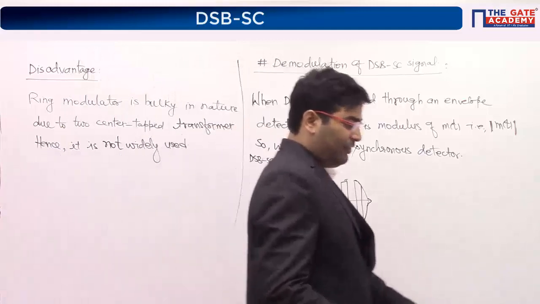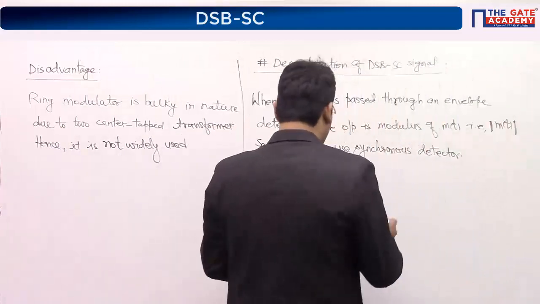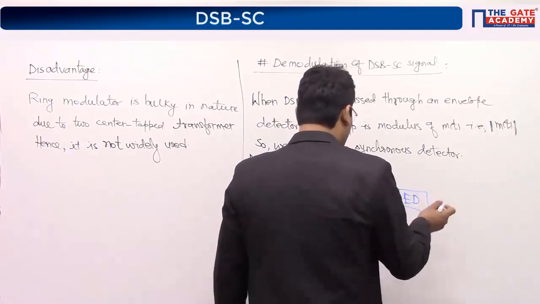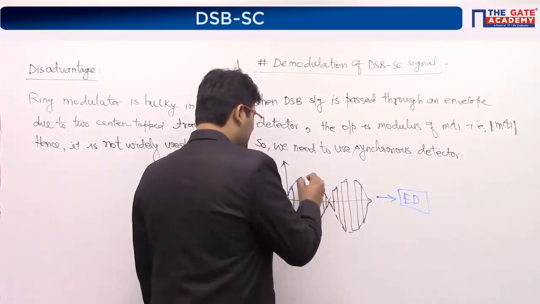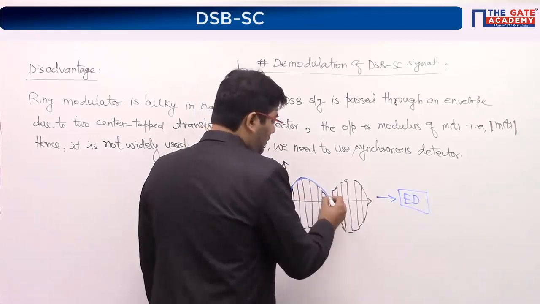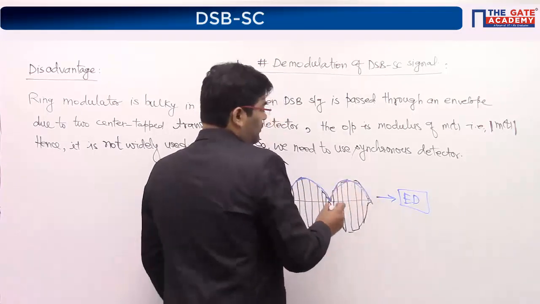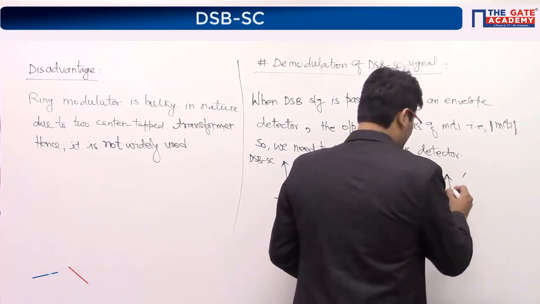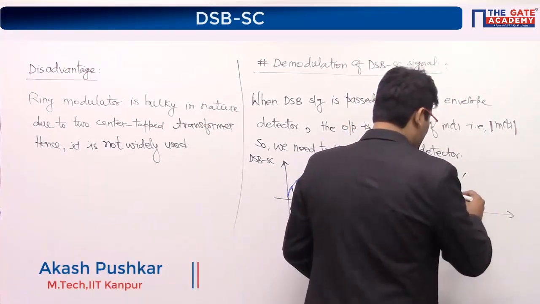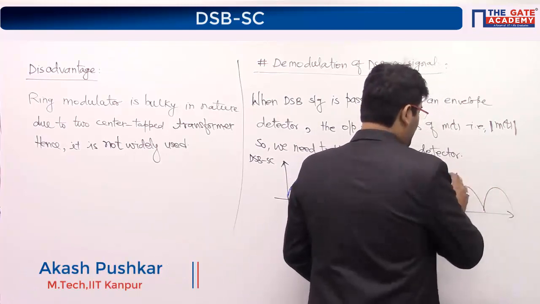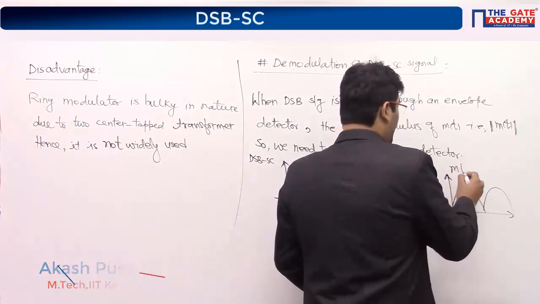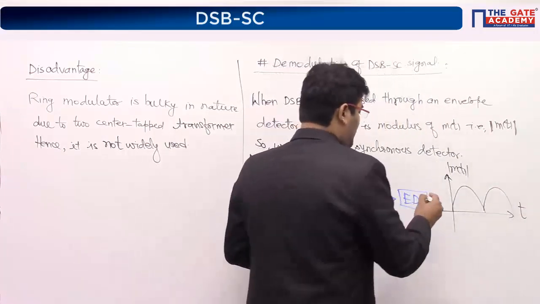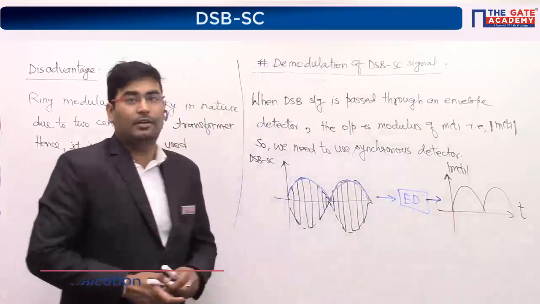Now imagine you put this into an envelope detector. What will happen? It will track the peaks. It will track this, but it will not go down, so it will track this. So finally, the output will look like this. And this is not m(t), actually this is the mod of m(t). Okay, this is the output. Please write it down, guys.